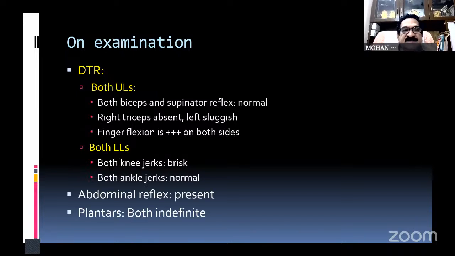Then coming to the reflexes, both triceps were sluggish, more on the right side, decreased on the left side. Finger jerk is brisk. Both knee jerks are brisk, ankle jerk normal, but abdominal reflex is present and indefinite.